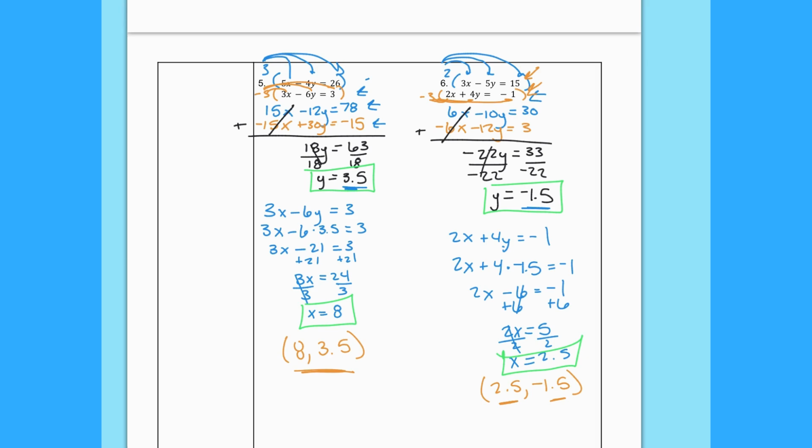So again, to review all of this lesson, sometimes one of your variables will already cancel. Other times you have to multiply one or both equations by something to make them cancel. And then to get your second value, the easiest way is to just use substitution and substitute in that one value to solve for your second value.